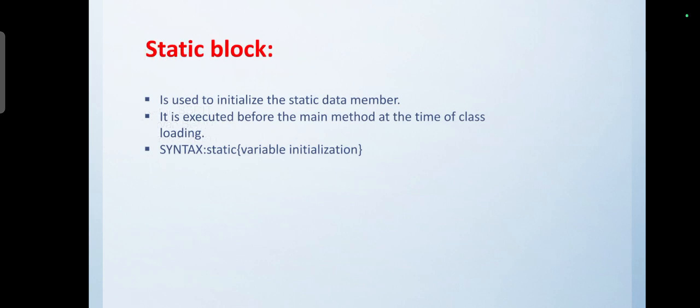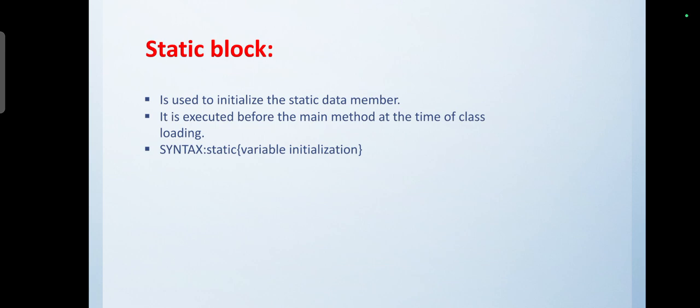Now the static block. It is used to initialize the static data member. It is executed before the main method at the time of class loading. The static blocks are used to initialize the static variable. For example, a static block is executed when the class is first loaded. Thus, it is executed before the class can be used for any other purpose. We can also have non-static blocks in the class.